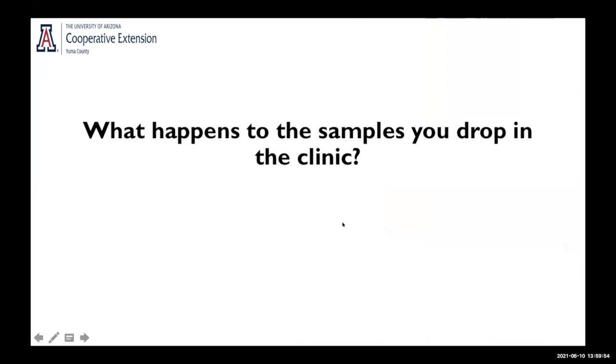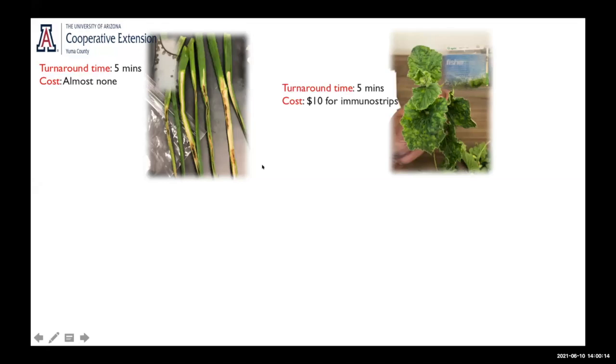So just to take you on a brief tour of what happens to the samples in the clinic. We get a variety of samples, and it takes different lengths of time for us to confirm what the problem was. This is onion, and it was pretty easy. It was a Stemphylium rot, and you just make a slide, and it's a very easy diagnosis.